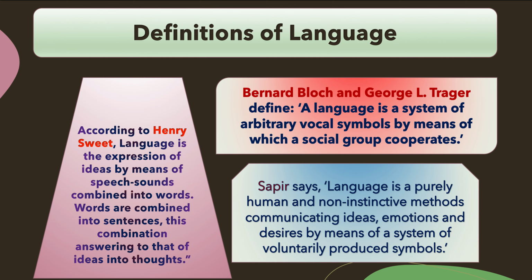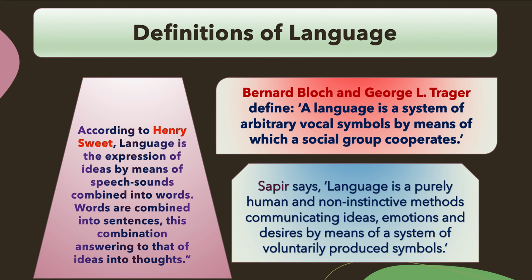Go to the last definition. Sapir says, language is a purely human and non-instinctive method of communicating ideas, emotions, and desires by means of a system of voluntarily produced symbols. Look here, language is purely human, number one. Language belongs to humans. It is a human property. This is the first point in this definition. Second point, language is a non-instinctive method of communicating ideas.